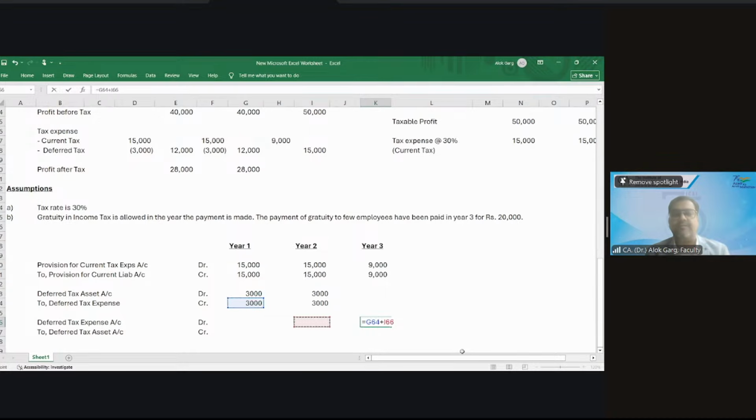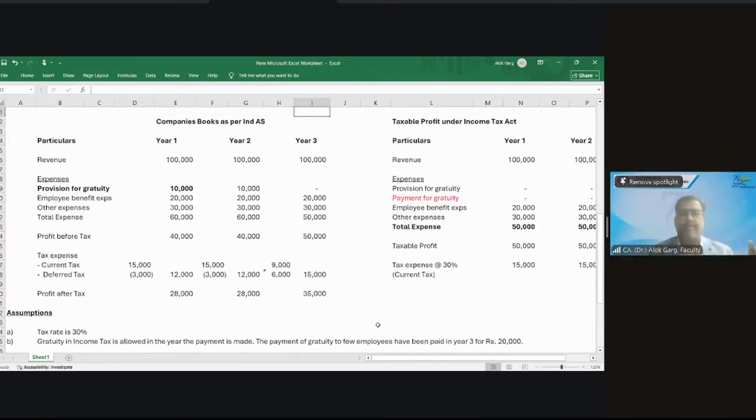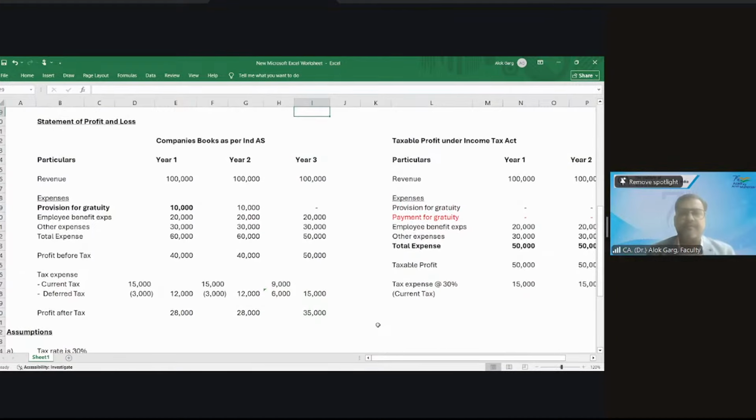This plus this. The income which you have created, now you'll reverse that income, right? So in this case, what is my deferred tax expense? It is 6,000. And what is the total? Are you happy with this number? Now your numbers are matching? Yes, sir, or no?